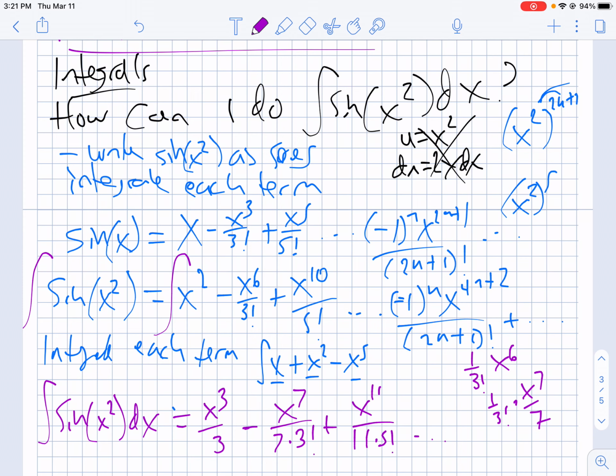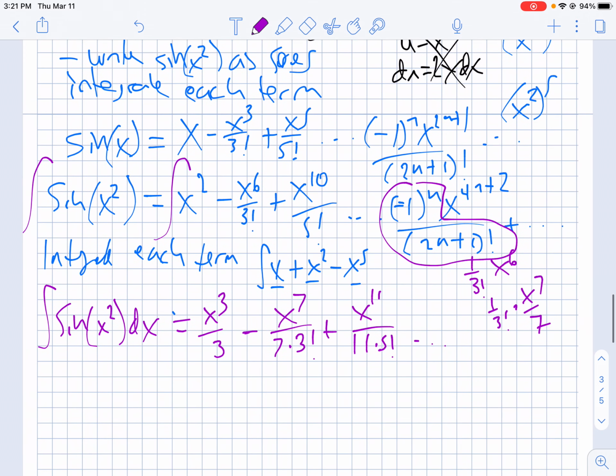And then as for the general term, just like with derivatives, remember everything with an n in it is just constant. So for my general term here, we'll just have negative 1 to the n over 2n plus 1 factorial. And then if we add 1 to 4n plus 2, we get x to the 4n plus 3, and we divide by 4n plus 3.